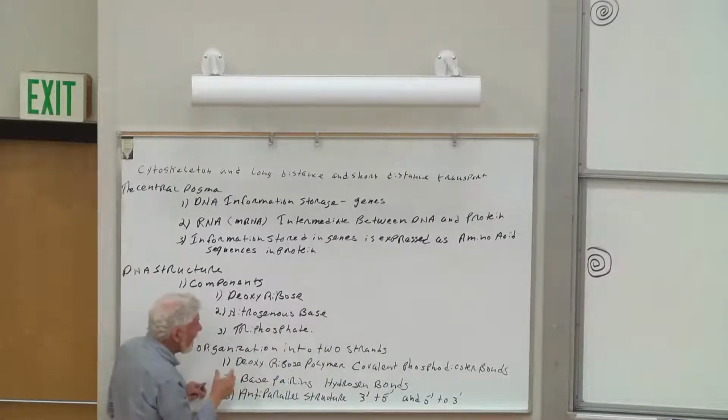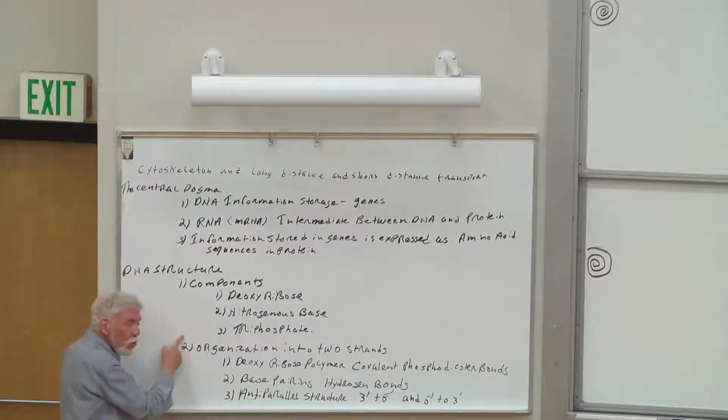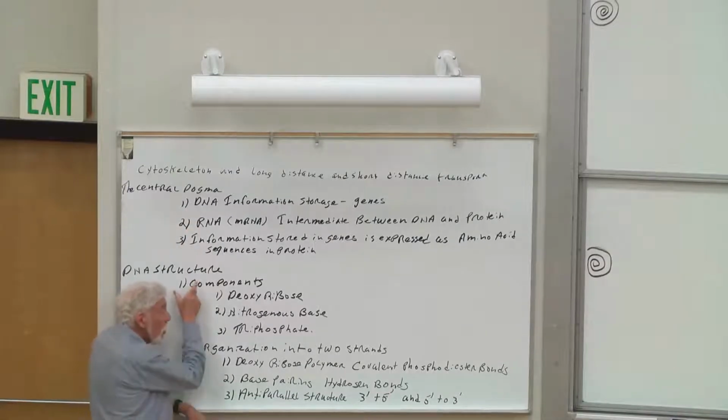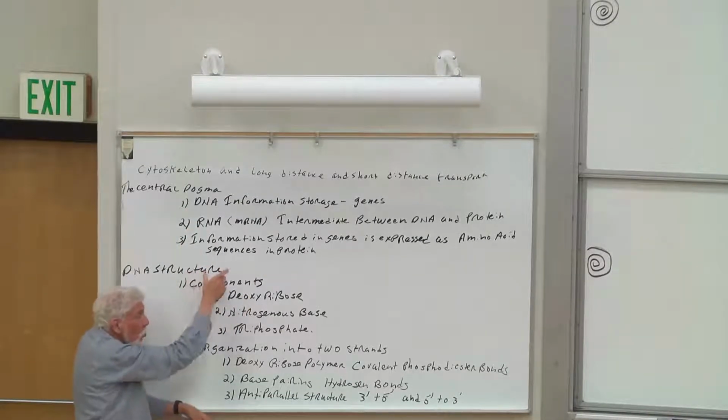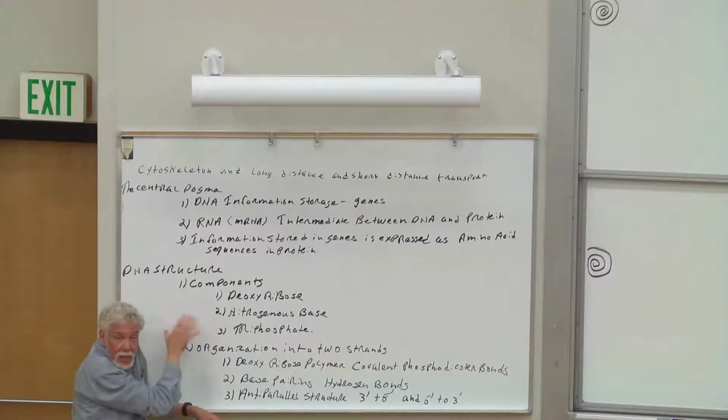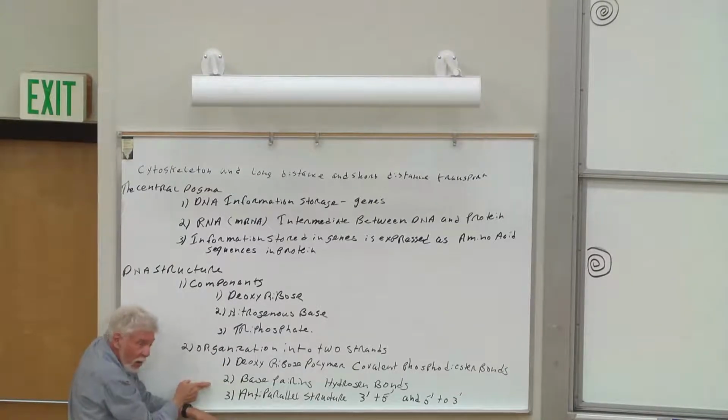We're going to covalently link one deoxyribose to the other to make this great long strand of DNA, and we're going to link those sugars together by these phosphodiester linkages. But that's not enough to be a DNA molecule. To be a proper DNA molecule, one also needs to have base pairing.